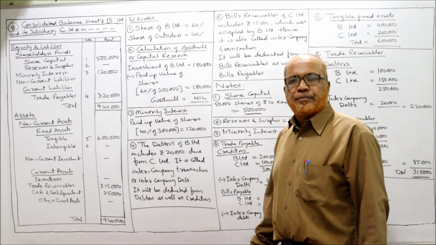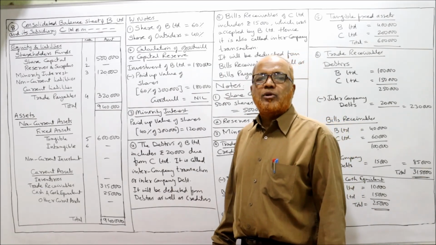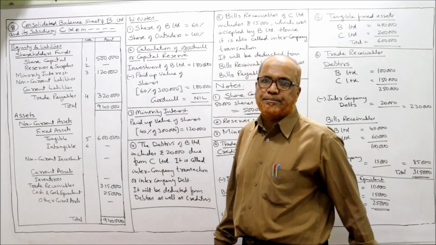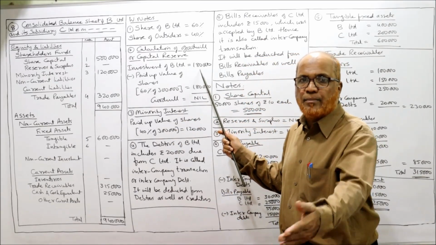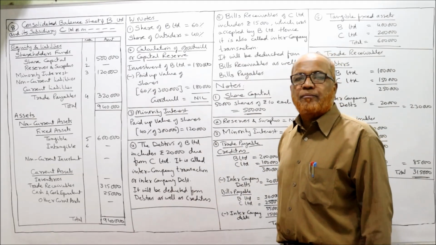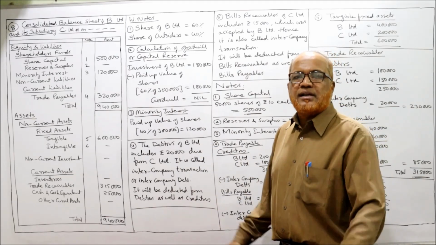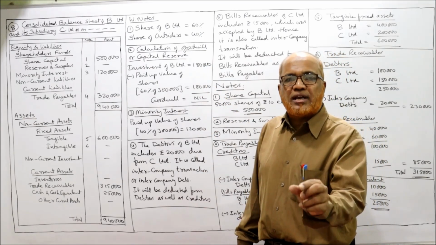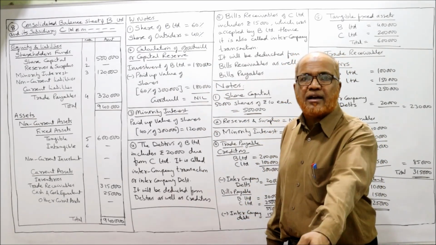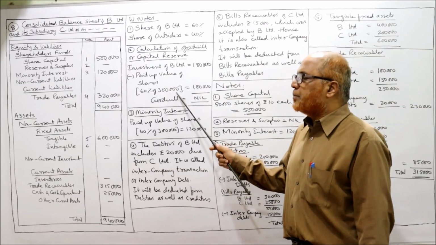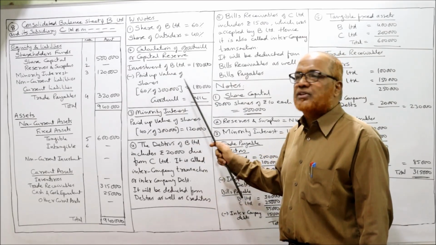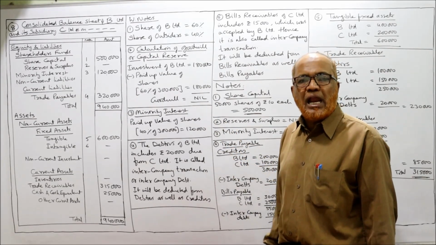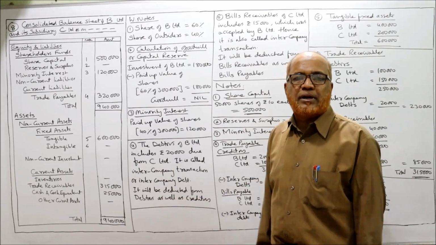Investment of B Limited. In the balance sheet given in the problem, you can see the investment made by B Limited in C Limited: 1,80,000. Now the paid up value of shares. What percentage is B Limited holding in C Limited? 60%. What is the share capital of C Limited? 3 lakh rupees. So 60% of 3 lakh, 1,80,000. So 1,80,000 minus 1,80,000, nil. So no goodwill, no capital reserve.